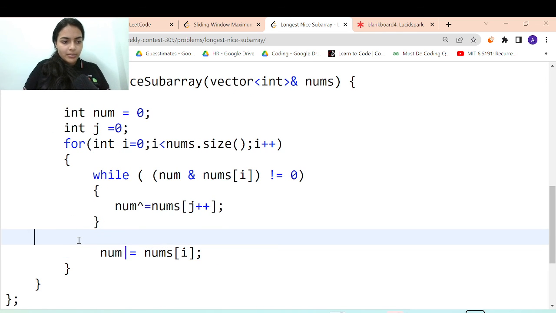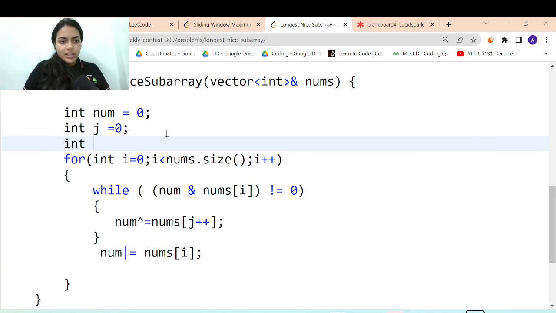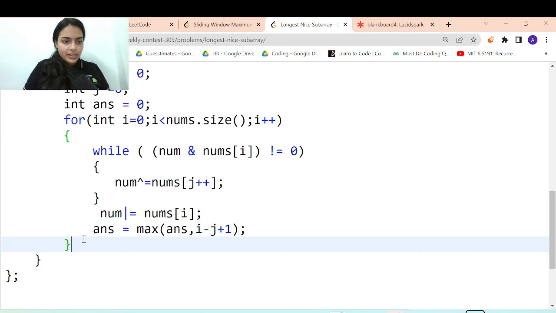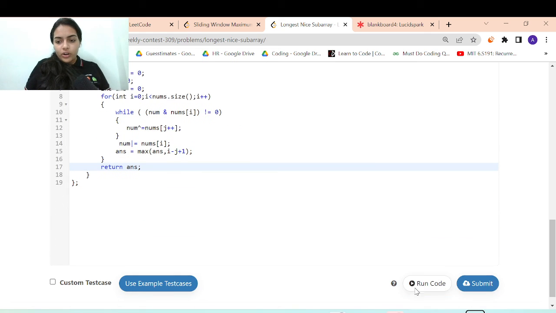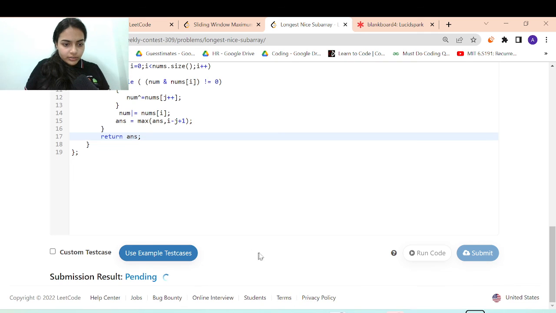So that's it. This is a simple problem. Now we can also keep a variable answer. Let me declare a variable answer, equal to 0, and answer will be equal to the maximum of answer and the length that we get. To calculate the length, the formula is i minus j plus 1. Now we can return answer. The time complexity of this is order of n, and let's run and see. It should work. It's accepted.